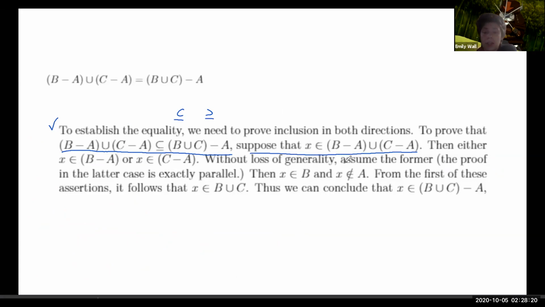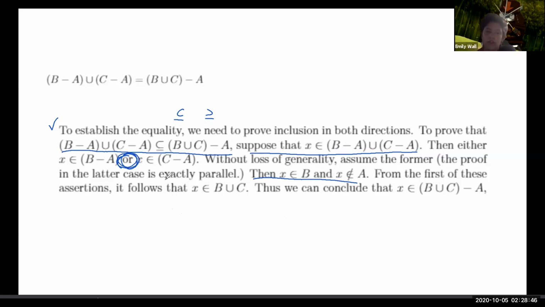Then they split up the union statement into this or right here. They picked case 1. This is the assume the former. That's what they're saying, assume case 1. They wrote out definition of set minus. They didn't even say they used definition of set minus. They really just said then. That's okay too.